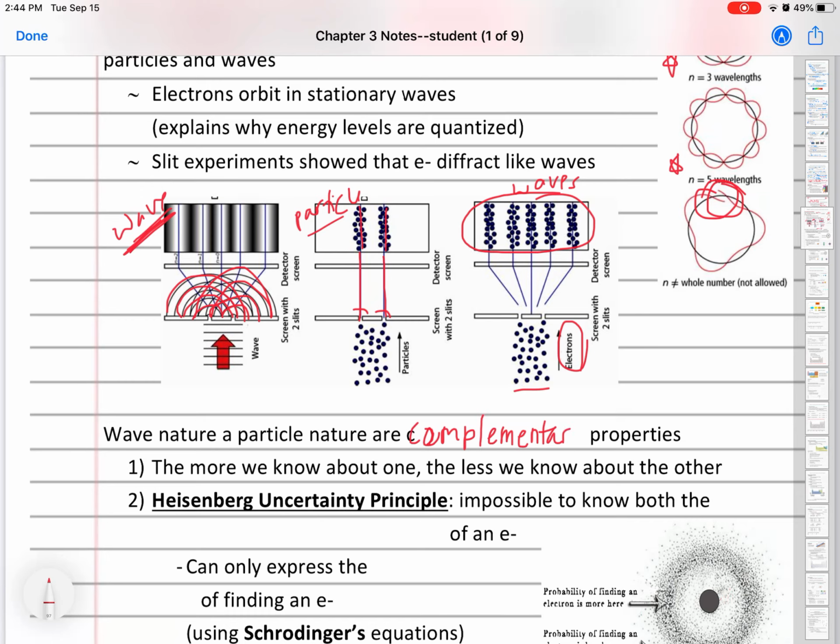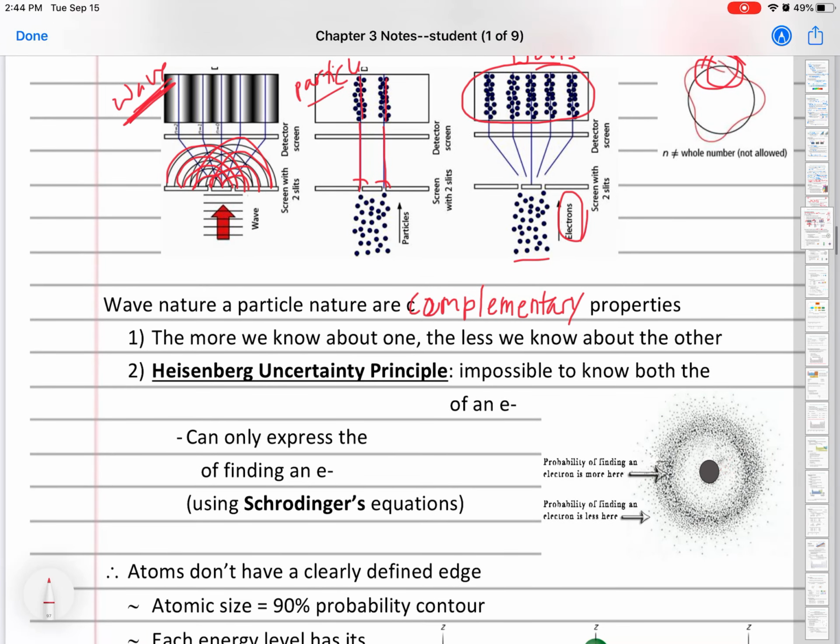Complementary properties. In physics, complementary properties are ones where the more you know about one, the less you know about the other. And so the more we know about the wave property of nature, the less we know about its particle properties. It's kind of over my head in the trippy physics area, but the Heisenberg uncertainty principle is one that focuses on these complementary properties.